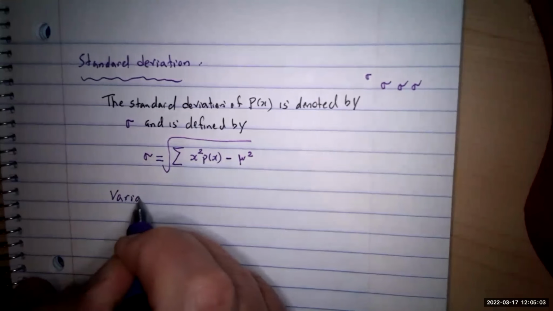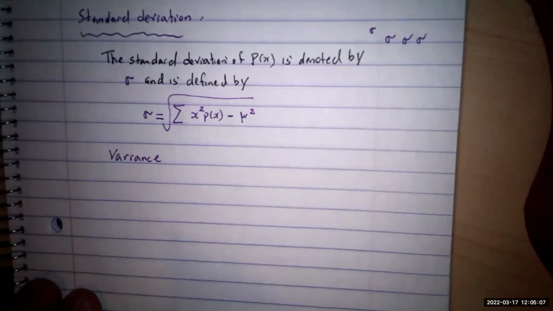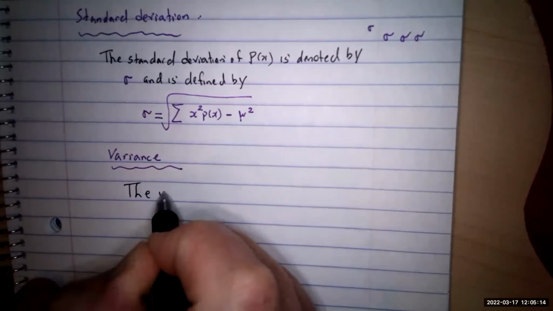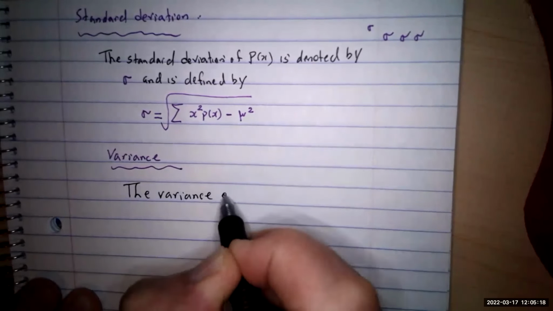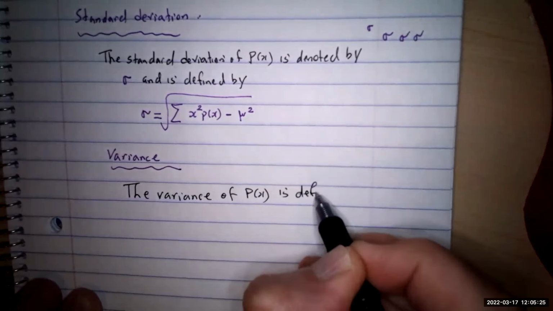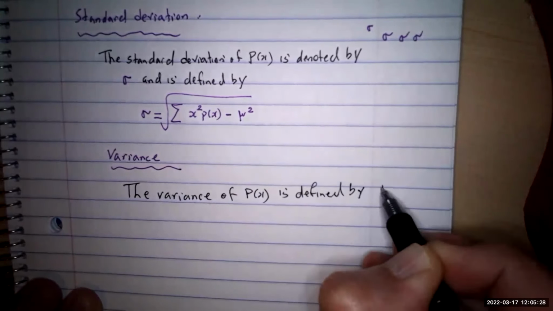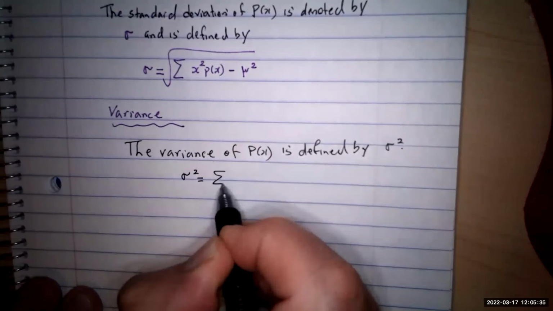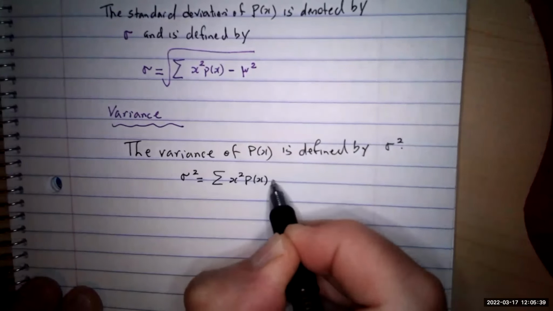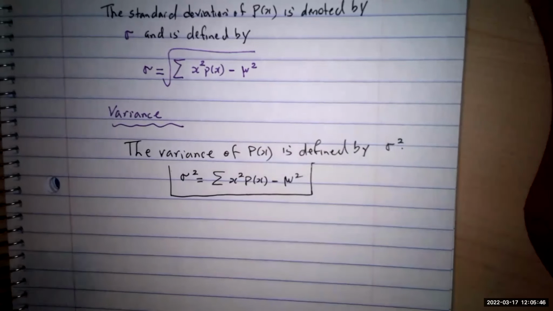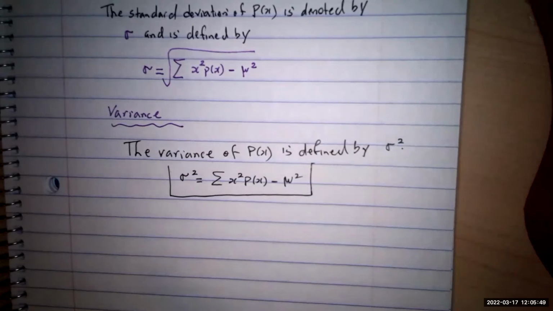And if you square it, that gives you the variance. So the variance is going to be sigma squared. We find the variance first. Variance of P of X is defined by sigma squared, and we know that sigma squared is just sigma of x squared P of X minus mu squared. We find the sigma squared first, and then we take the square root, and that will give us the standard deviation. There's another formula for this one. It's in your book, but this is much easier to do.